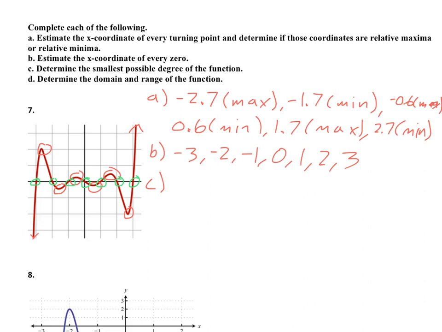Okay, the smallest possible degree. So what you do is you count the turns. They're circled in red. We had 6 turns, so we add 1 to that. The smallest possible degree is 7. There are 6 turns, you add 1. So remember, degree minus 1 equals the maximum number of turns.